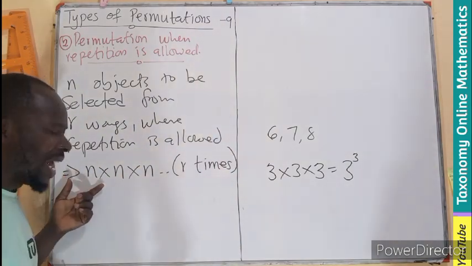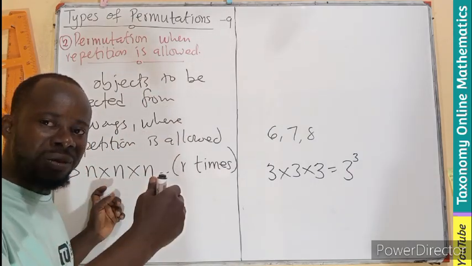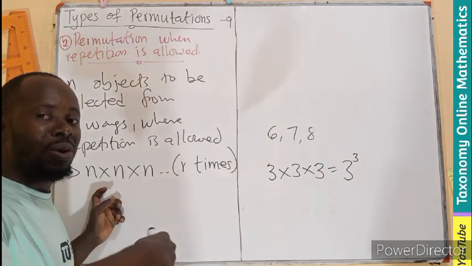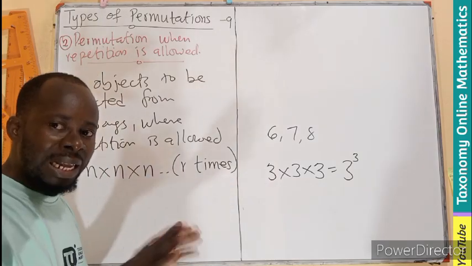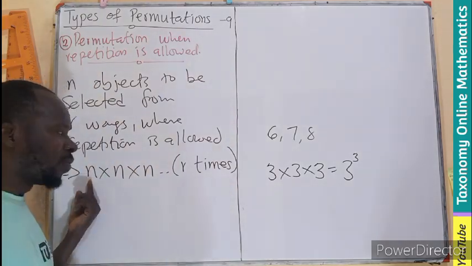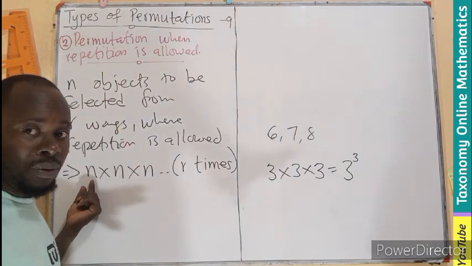I'll be multiplying the n by itself, the number of options I have. I should be multiplying those options because each of them will be featured in each position, each at a time. At this point, first position will be taken by what? The number of elements that are available.